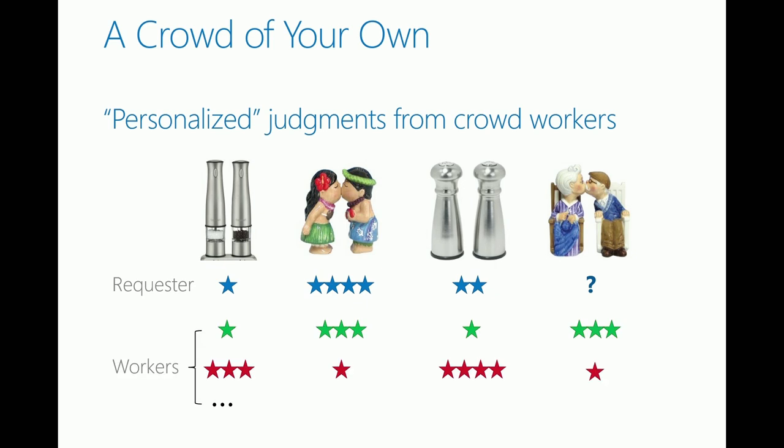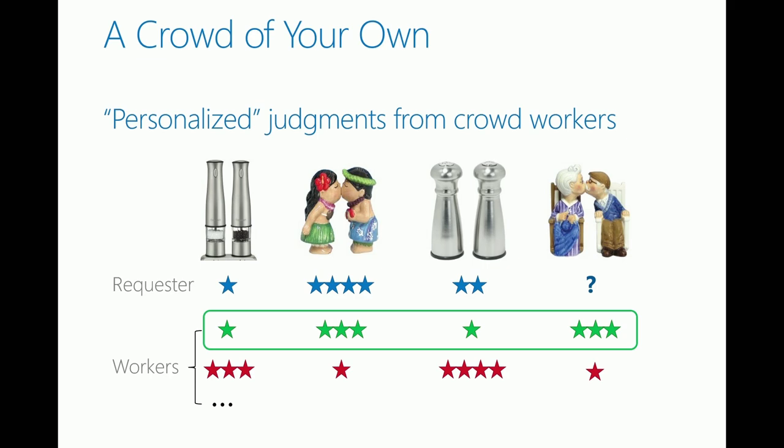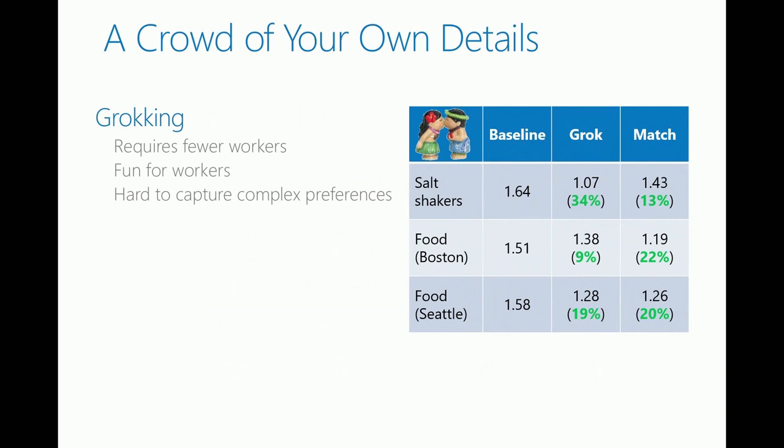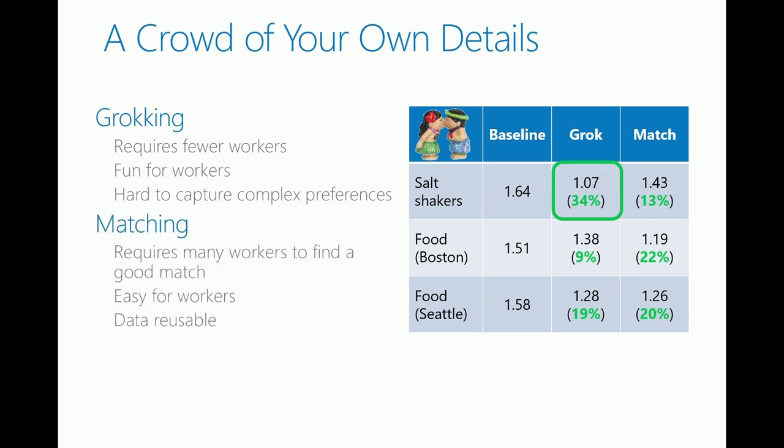The other thing you can do is just look at people who've rated these or interacted with these and find the people who are most like me and use their predictions. This is standard collaborative filtering. Okay? And so we tried this. We had people try to predict others' preferences for salt shakers and food in a couple of different cities. Grokking, showing you an example of what the person's behavior is to date, works very well for capturing simple preferences. The Turkers love this task. And it requires very few workers. And so in either of these methods, you get big advantages over not doing any kind of personalization. Matching requires many more workers.